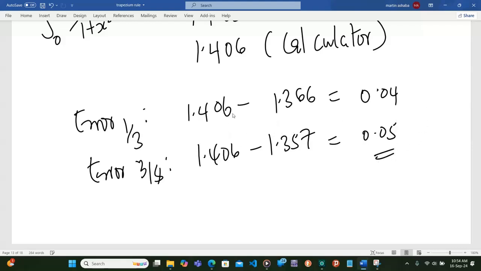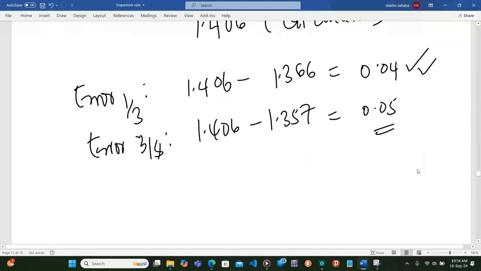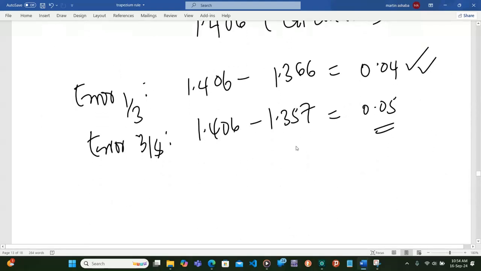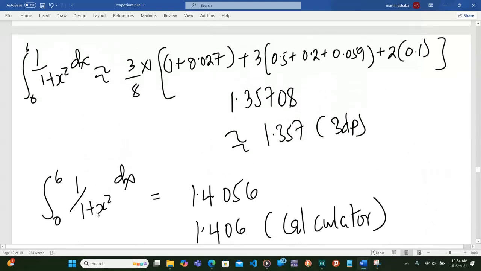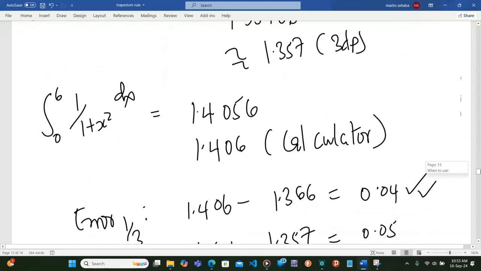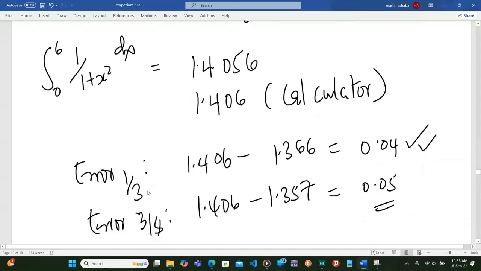So you can see that the 1 out of 3 rule approximates the integral better than the 3 out of 8 rule. This is because the function that we are integrating has x squared, which is the polynomial that we use while deriving the 1 out of 3 rule, or Simpson's 1/3 rule. That's why Simpson's 1/3 rule is evaluating this integral better.